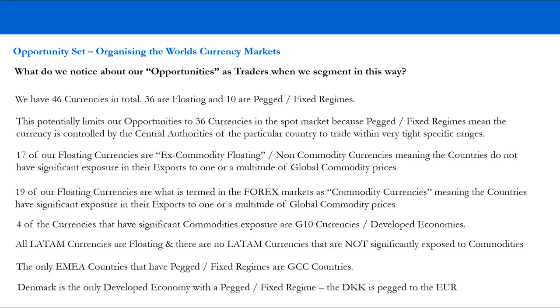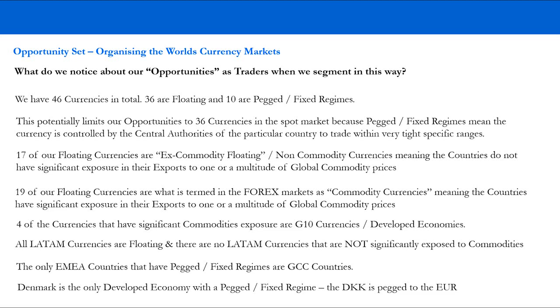So the countries have got significant exposure in their exports to one or two commodities. What we also find is that 4 of the currencies have significant commodities exposure. So the ones that do have that exposure are G10 currencies. So G10 as defined by investment banks and retail brokers. So they're developed. They're quite large economies.